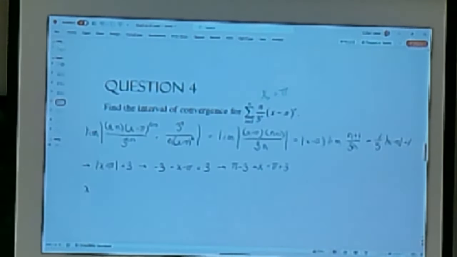Pi minus 3 is the left endpoint, which means -3 for x minus pi would be the left endpoint. So just replace x minus pi with -3 in the series. Let's see what we get. n over 3 to the n times -3 to the n. What does that simplify out to? Minus 1 to the power of n times n. And we already saw what that series does.